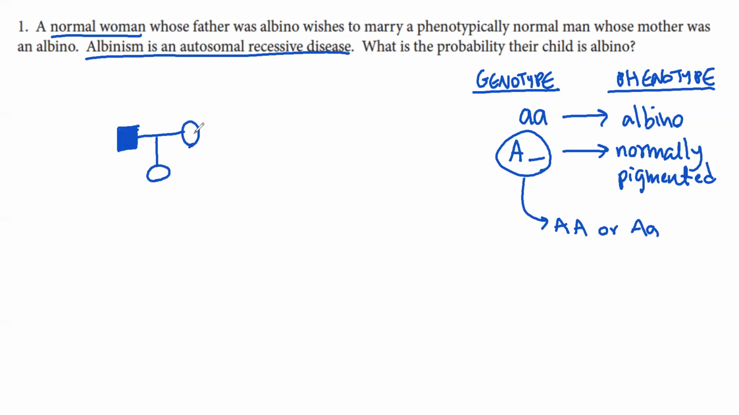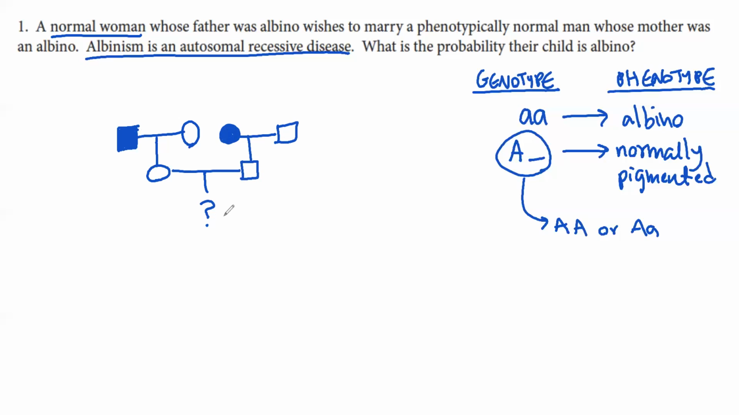It doesn't tell us anything about her mom, but if the mom would have been albino, the question would have told us. Cool. And so she wants to marry this normal man whose mother was albino, so maybe, you know, that's how they bonded and why they fell in love. So his mother is albino, and we're just going to assume his father's normal. Want to know what is the probability that their child is albino?